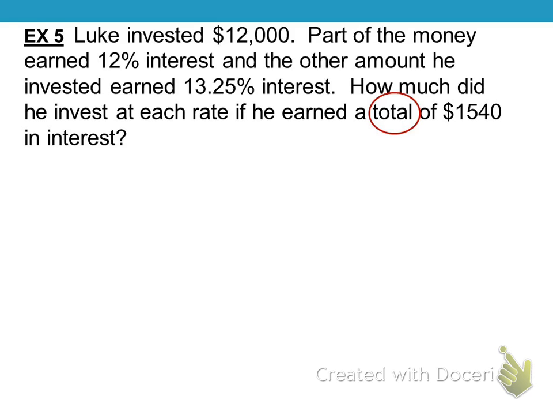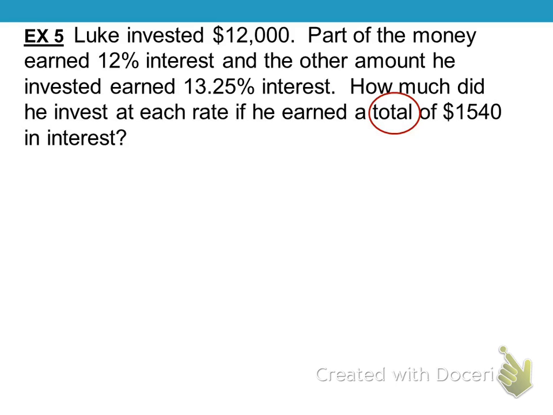Now remember, the numbers haven't been matching up perfectly, so let me know if they don't match up and we'll start crossing things out. This is talking about Luke. Luke invested $12,000. Part of the money earned 12% interest. The other amount he invested earned 13.25% interest. How much did he invest at each rate if he earned a total of $1,540 in interest? We looked at these same types yesterday. This is just additional practice.